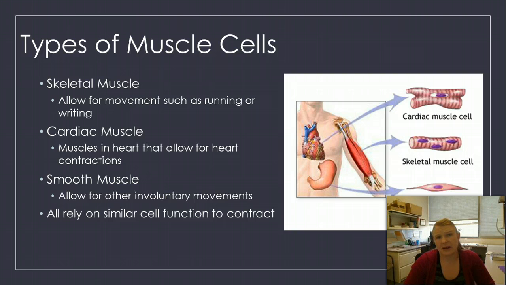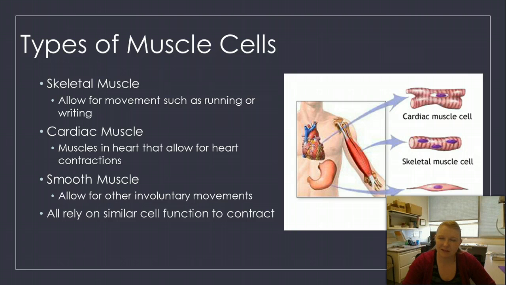Skeletal muscle is what allows for voluntary movement. This is what allows you to tap your foot. So it allows you to take notes. Cardiac muscle, hopefully fairly clear, allows for your heart to work and pump blood throughout your body. And then smooth muscle is responsible for the involuntary movements. This allows for you to move food through your intestines, things like that. They all rely on a similar function to contract, but there's going to be some differences, but we're going to focus on how skeletal muscle works here.